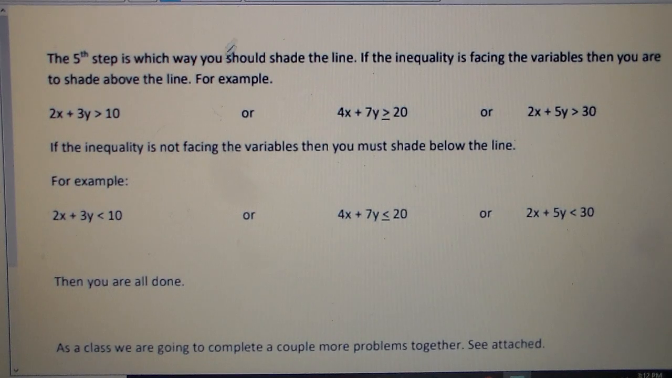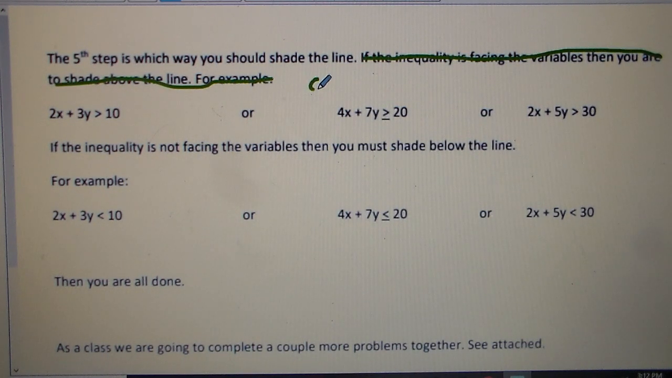The next step, the fifth step, is which way you should shade the line. If the inequality is facing the variables, then you are to shade above the line. Oh, pardon me. If we're going to plug in 0, 0, I'm going to, instead of doing it this way, scratch that out.